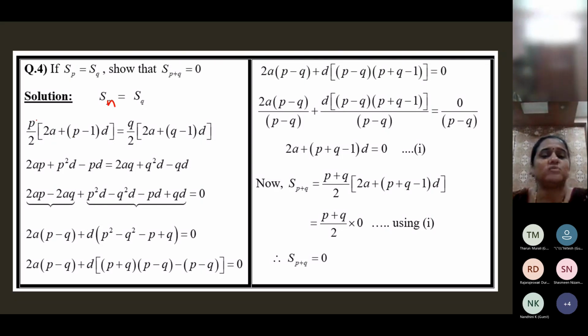So wherever there is n, use p, that's all. If it is n, you will say n by 2. If it's p, say p by 2. If it is n, you will say n minus 1 into d. It's p, so say p minus 1 into d, that's all. In the formula, wherever you have n, use p and q. So that is the first step or the first equation.